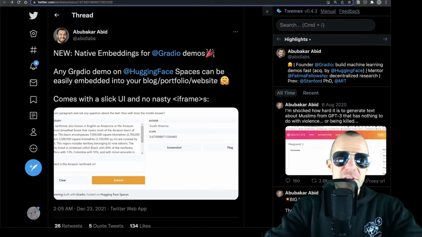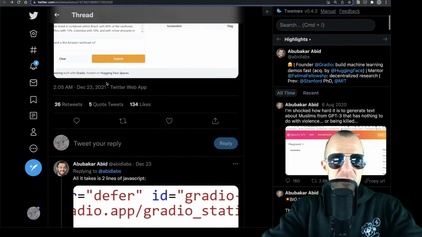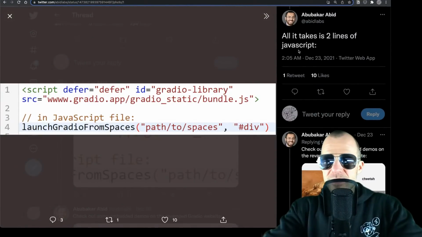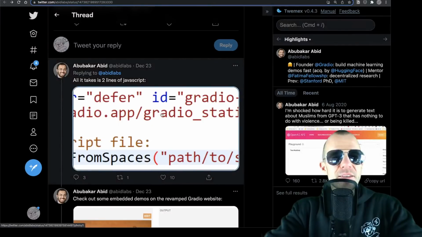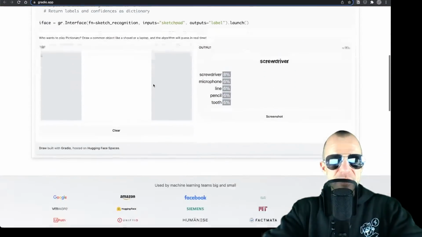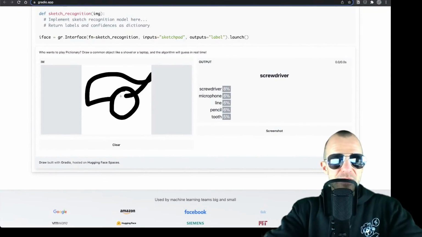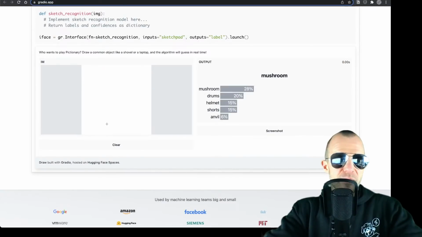So Gradio now has native embeddings. So without iframes, there's like these like 2 lines of code. It's not 2 lines of JavaScript unless you count the comment. I guess it's 1 tag and 1 line of JavaScript. So you can see this right here. This is an embedded Gradio space. So this what is it? Mushroom. Nah. Okay, let's try it.